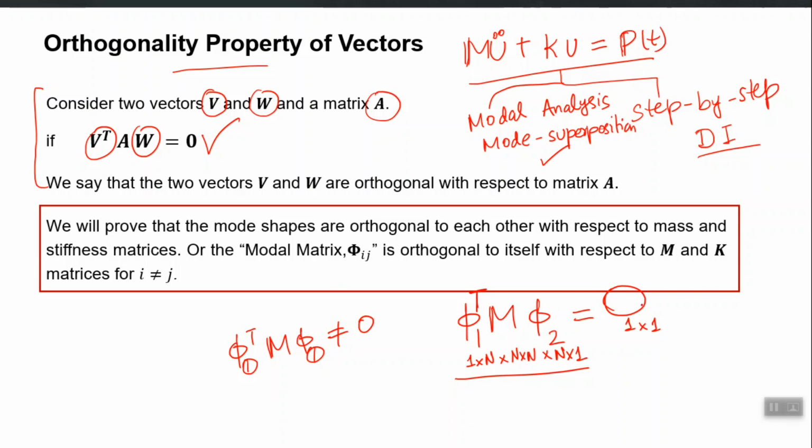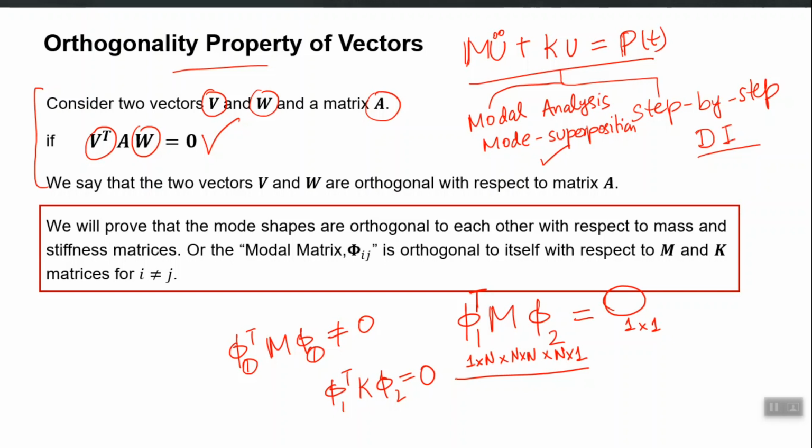So mode shapes are orthogonal to each other with respect to mass as well as with respect to k. This is not only for mass; even when you have phi1 transpose k times phi2, you will see that the answer will be 0, right. So this is the property which mode shapes have. This is a property which we kind of discovered today, and we will prove it in the next 1 or 2 slides.